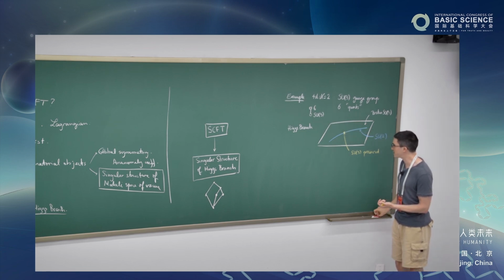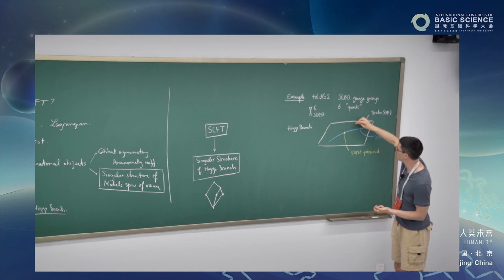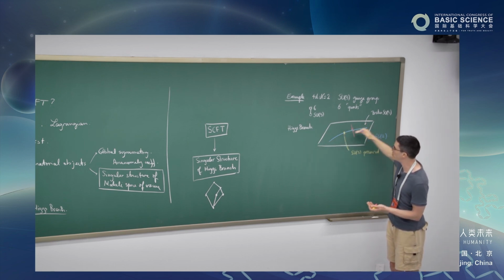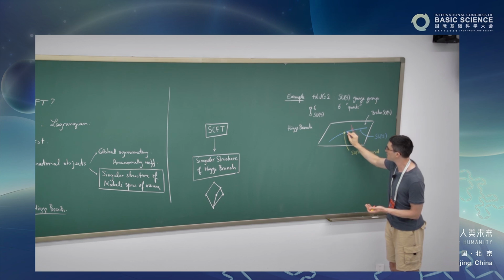So there are two kinds of phase transitions here. There is the phase transition when you go from the fully Higgsed phase to the partially Higgsed phase. So here there is a phase transition when you approach the singular locus from here. And then there is another phase transition when you move on the blue locus towards the origin here.